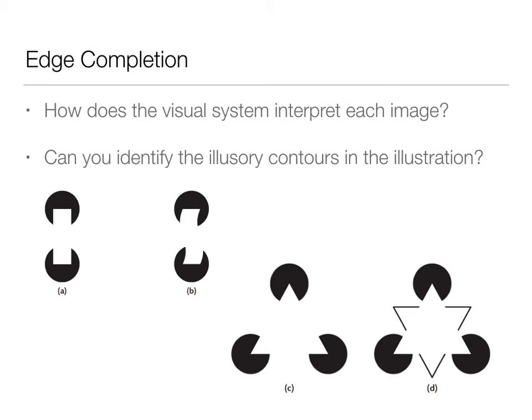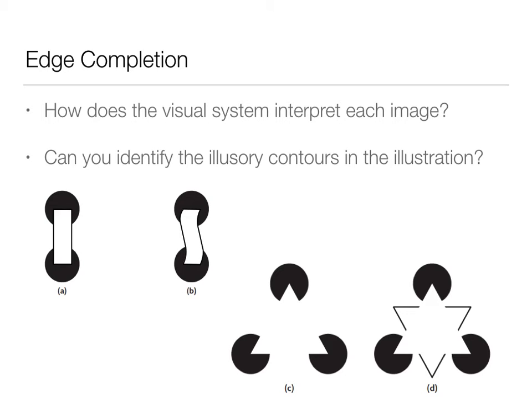So in edge completion, when you look at A and you look at B and you look at C and you look at D, do you see edges that aren't there? Can you identify the illusory contours in this illustration? When you look at A, do you see an image on top of it? You don't see those black lines between those two circles, but you perceive it nonetheless as a white line on top of two black circles. The same thing with B. You're perceiving it as a curvy line on top of two black circles, even though it's not there.